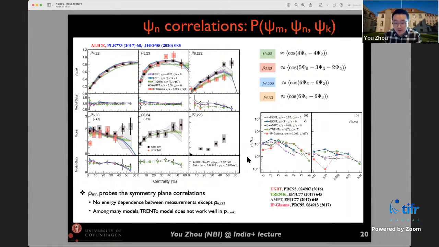In addition, because of the high statistics, in ALICE we also do correlations between ψ2, ψ3, ψ5, ψ6, ψ2, etc. We can show that with this new flow symmetry plane correlation, ψn, ψk correlation, we can constrain different hydrodynamic models. Clearly, one of the models with a Trento initial condition doesn't really work very well for this flow symmetry plane correlation.